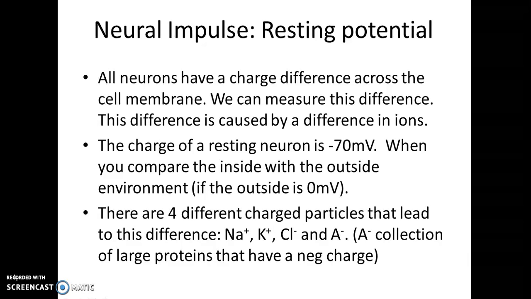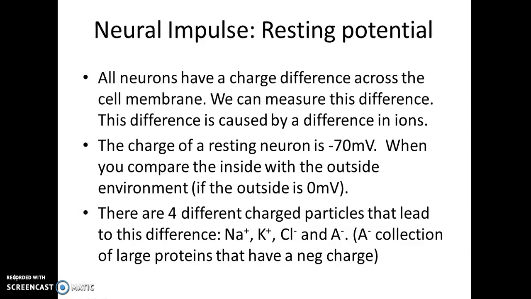Took care of it. So the charge of the resting neuron is negative 70, right? So we compare the inside with the outside. The inside is more negative than the outside. There are 4 different charged particles that lead to the difference in charge: sodium, potassium, chloride, and A minus.